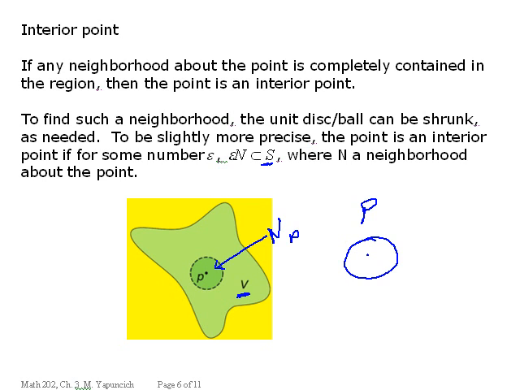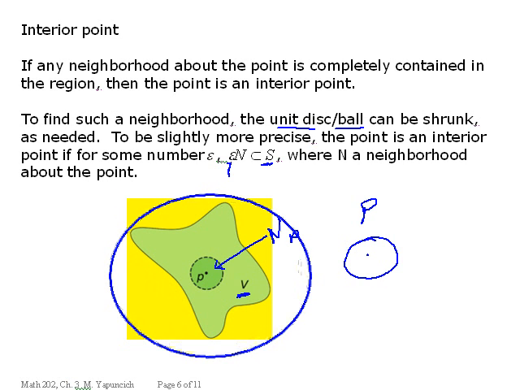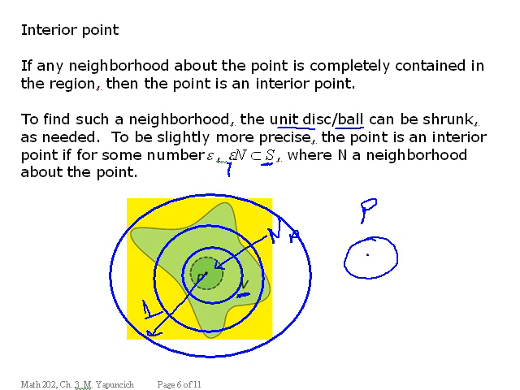How you typically do this is you take your unit disk or unit ball, and then you multiply it by some scaling factor to shrink it. Say this was your unit disk, this has a radius of 1. But as you multiply it by epsilon, epsilon being less than 1, you start shrinking that unit disk down, and if you can shrink it, like right there, so that it lies entirely within the space V, then P is an interior point of V. And that's written here, sort of set notation.